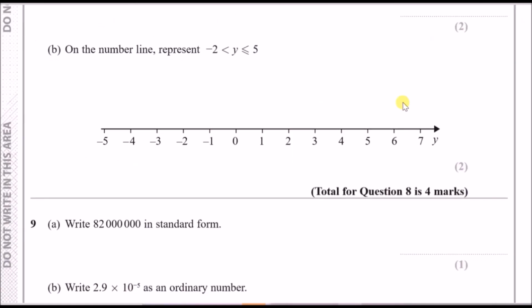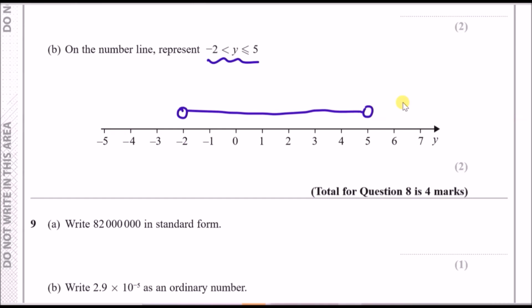For B, on the number line, represent this inequality. Alright, so let's forget about the signs for a second, yeah? This means x is between minus 2 and 5, yeah? So what I would do, just draw a circle at minus 2, draw a circle at 5, and connect them, yeah, with a straight line. So you could use a ruler for this or something.